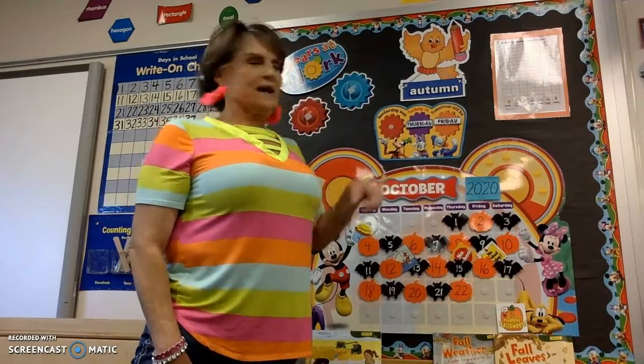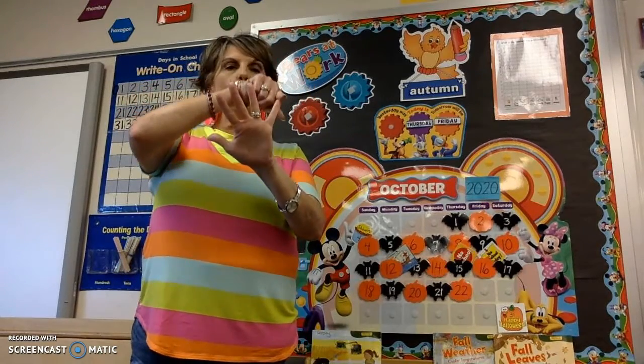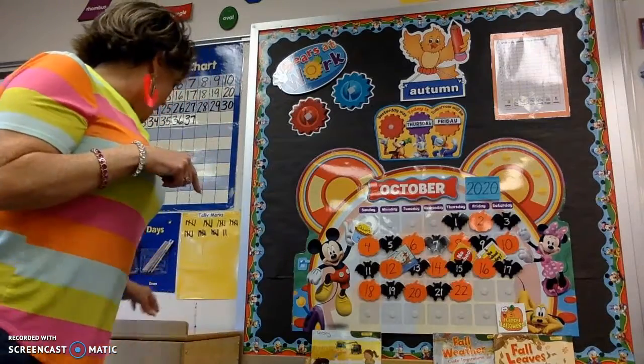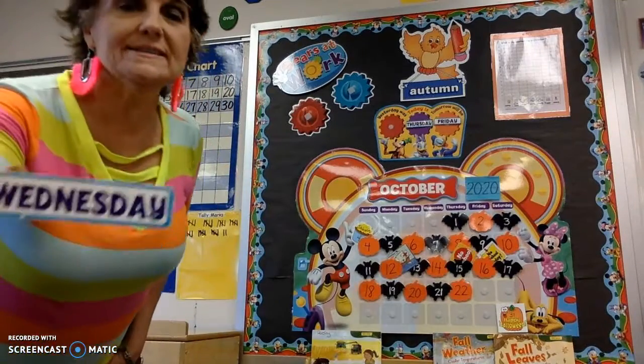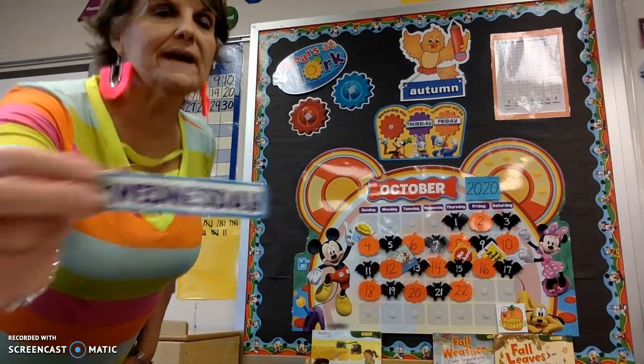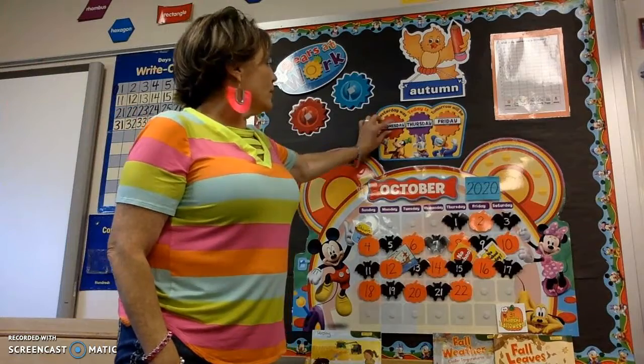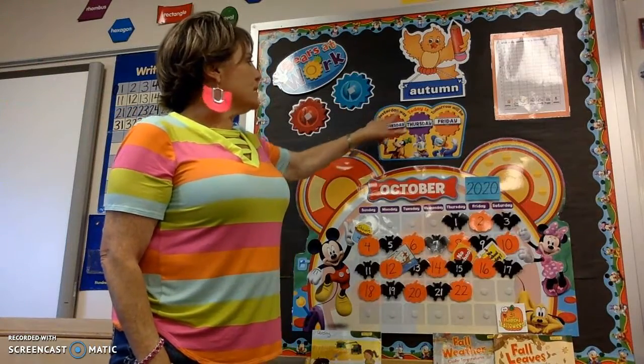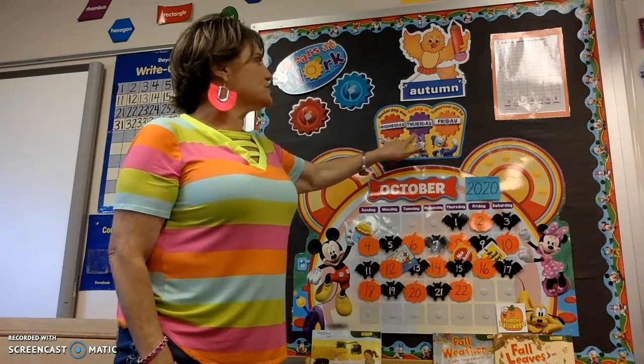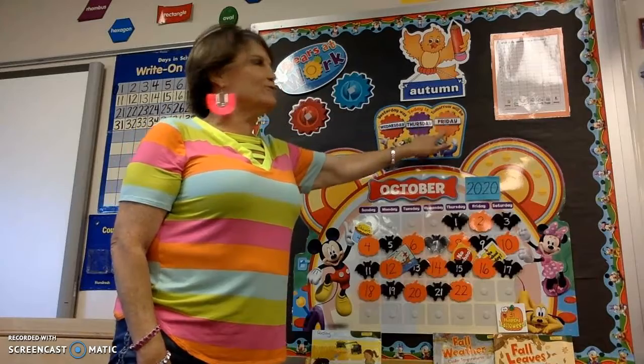What was yesterday? Let's see what comes before Thursday. Sunday, Monday, Tuesday, Wednesday, Thursday. This is Thursday. Sunday, Monday, Tuesday, Wednesday. Yesterday was Wednesday. Today is Thursday. Tomorrow will be Friday.